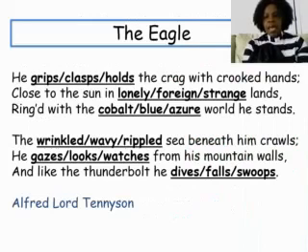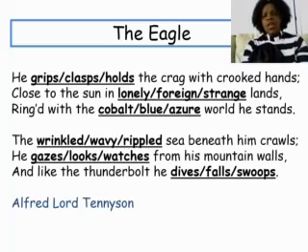So what I've done here, I've given you different words, some synonyms for you to further understand. So we have replaced the words with synonyms. Let's look at the first line. He grips or clasps or holds the crag with crooked hands. So we are seeing the physical action of the eagle. Close to the sun in lonely or foreign or strange lands. So he's a traveler, and he travels via the sky. So he's very close to the sun, and he goes to these strange lands.